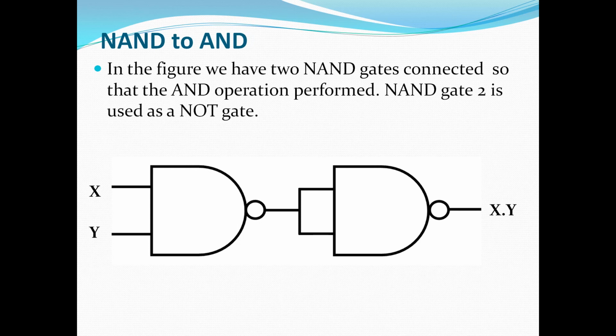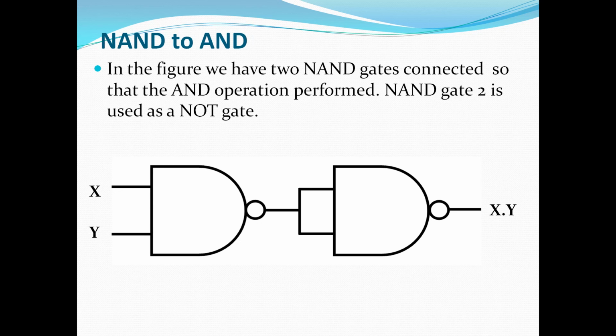Next one is the AND operation. How can we implement the AND operation using the NAND gate? Here you can see the figure. In that figure, two NAND gates are connected serially. We are connecting two NAND gates together.